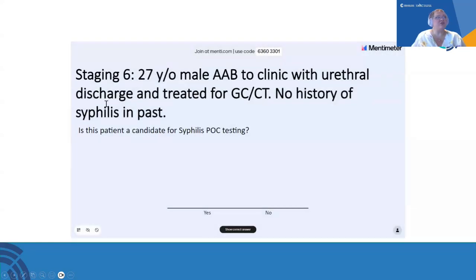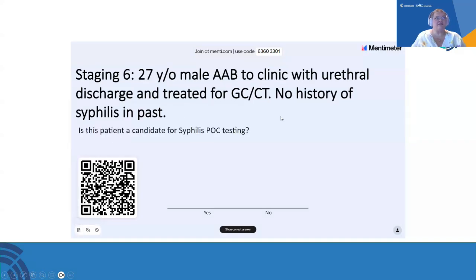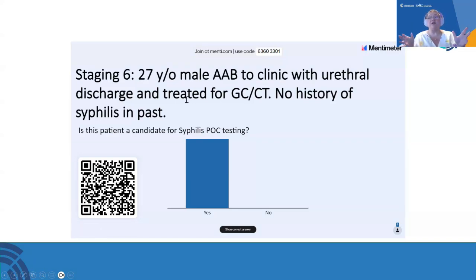A 27-year-old comes in with urethral discharge, treated for gonorrhea and chlamydia, no history of syphilis in the past. Is this patient a candidate for point of care testing? Yes, absolutely. Great job. You know why? Because these tests you can use on anyone. The minimum that you have to use them on are persons who are getting a pregnancy test. But you can use it in men, you can use it in anyone. Very good. And because they don't have a history of syphilis in the past.